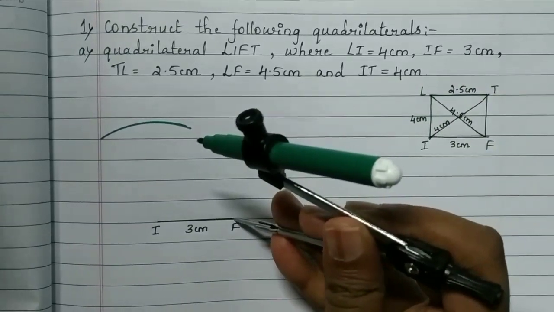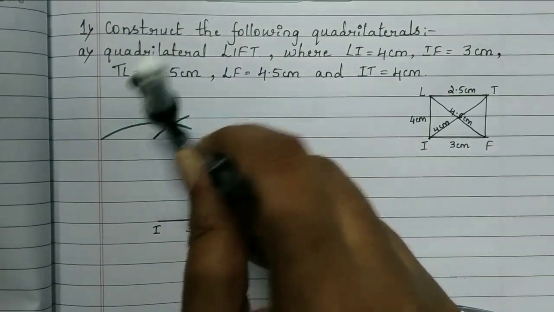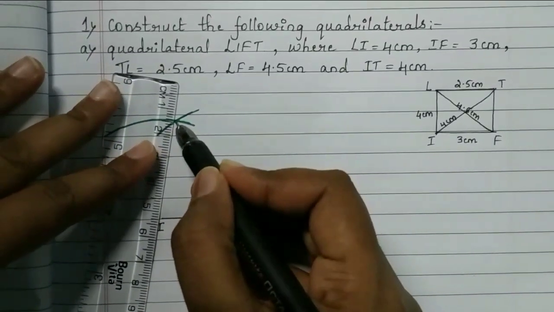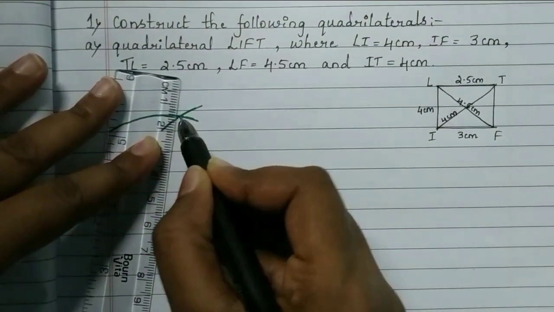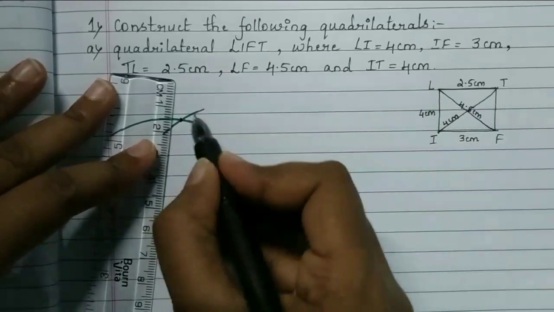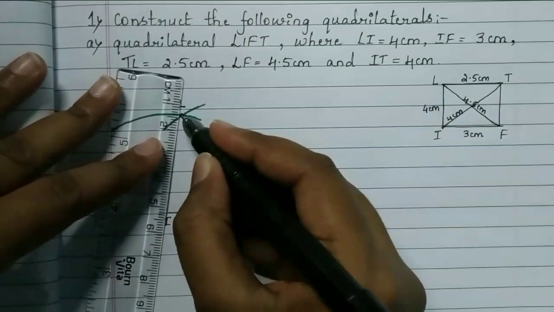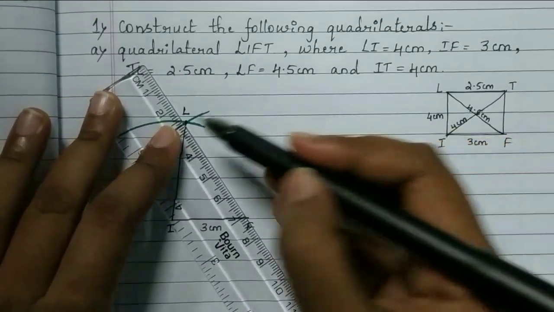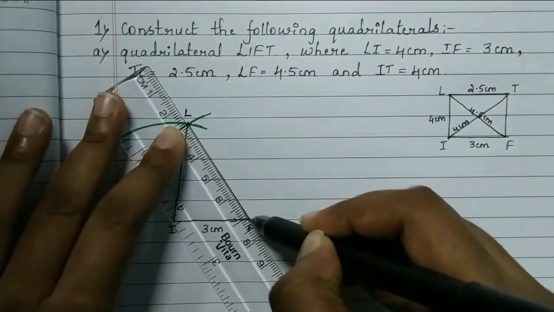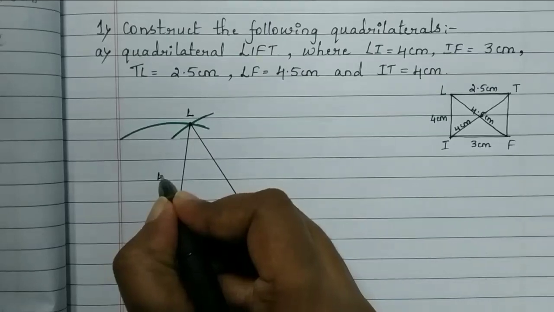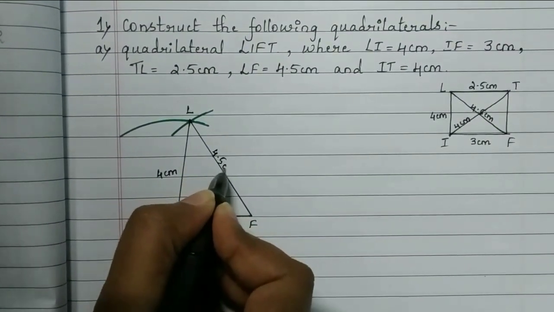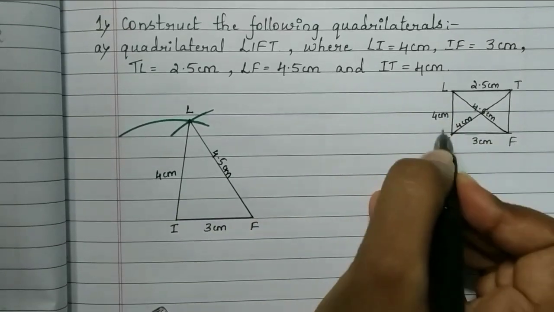This is 4.5 cm, and we get an arc here. Let us join this. We got a point here, and that point is nothing but our L. Now we have to join this as well as this. So this is our 4 cm and this we got as 4.5 cm in our rough diagram.